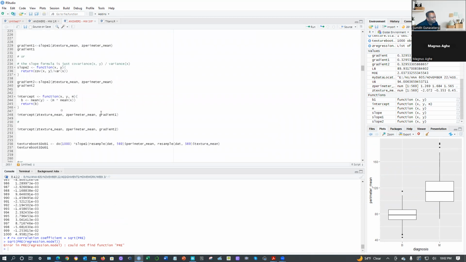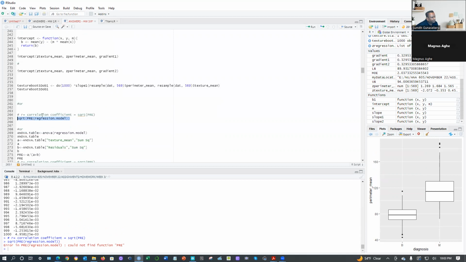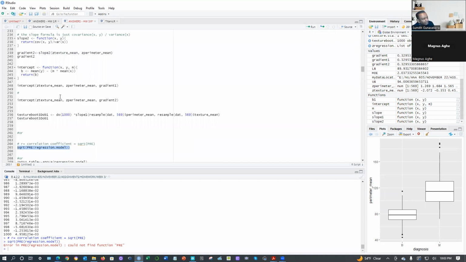Where is the intercept? This one, where's the regression model? Did we run the regression model anywhere? Okay, I'm gonna build up this one here.